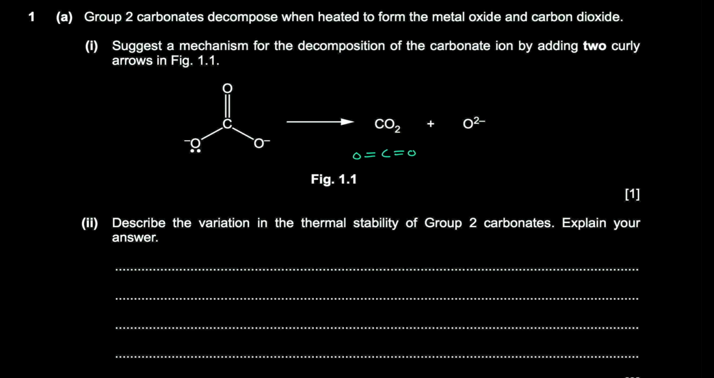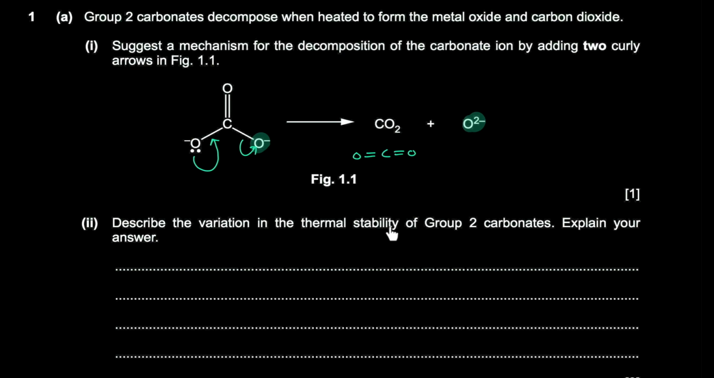Well, they've conveniently drawn a lone pair for us, right? That lone pair, we're going to show a curly arrow from the lone pair to this bond, so that means that that becomes a double bond, and then obviously this oxygen will take away both of these electrons, and we'll end up with the oxide ion. So that's the decomposition of the carbonate ion to carbon dioxide and oxide ions.